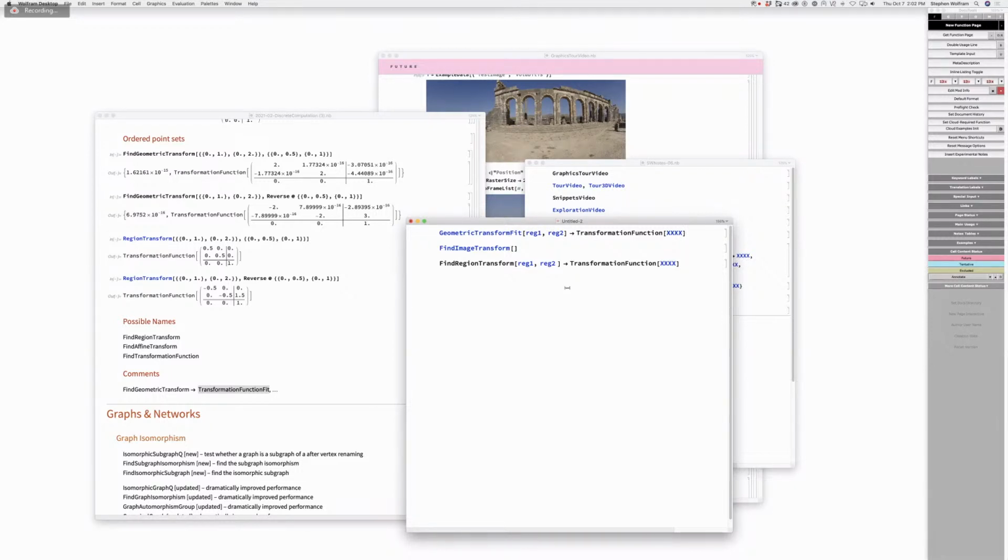Actually, for me, it was in the geometric transformation function. Or I mean, yes, we can change the name. Wait a second. So this is taking regions, or this is taking lists of points? By default, it's taking a list of points, but we can extend it to regions. No, wait. This is not going to work. So, find region transform. Okay.